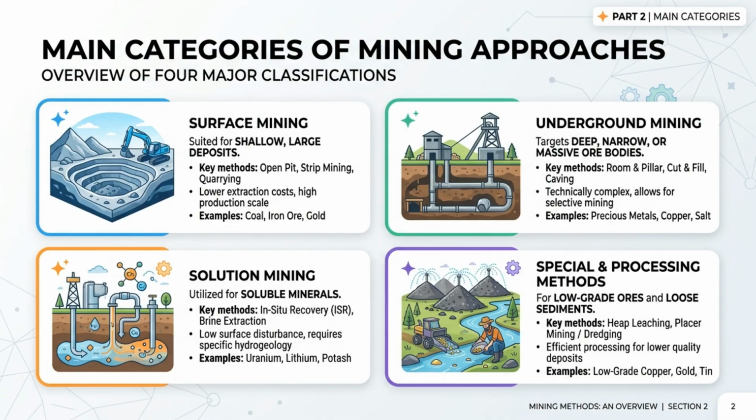Surface mining is usually best for shallow, large deposits and tends to support lower extraction costs and higher scale. Underground mining is used for deeper or more selective ore bodies and is technically more complex. Solution mining applies when minerals can be dissolved and recovered in place, which is common in uranium and brine-related deposits. Special and processing-linked methods, such as heap leaching and placer mining, are used where ore or sediment conditions make them economically attractive. This classification is helpful because it organizes a complex topic into a simple framework.